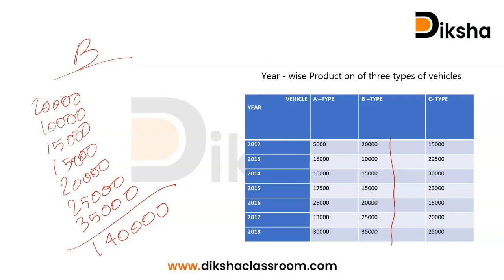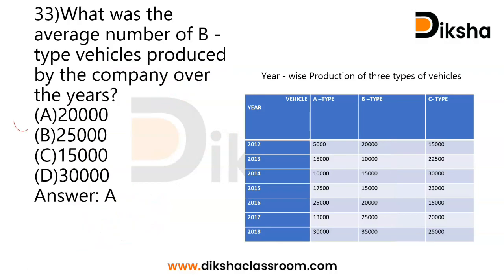Now you want to find the average. Average equals total value by number of observations. It is 7. You get it as 20,000. So the average value of vehicle B produced over the years will be 20,000. You have option A as the correct answer.